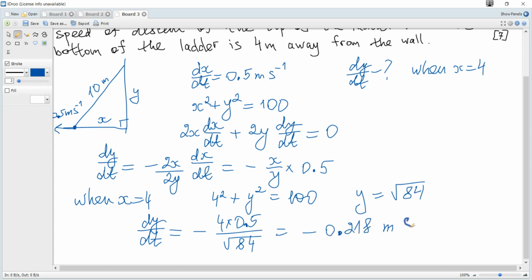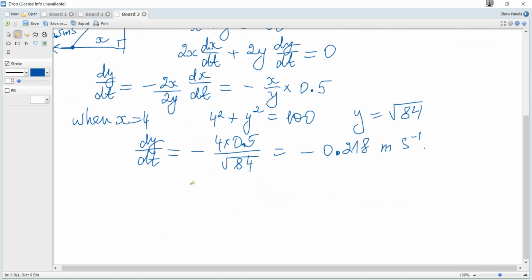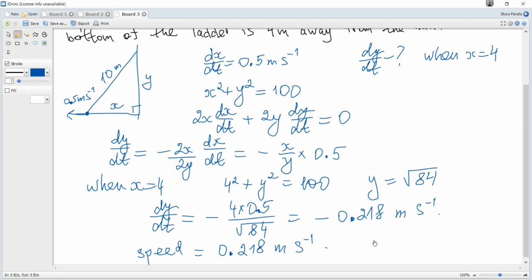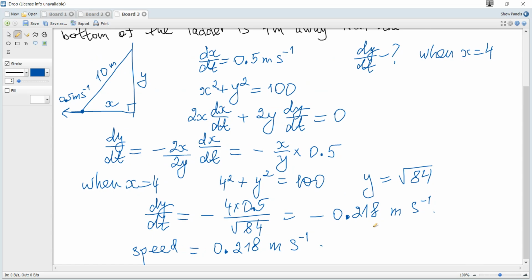0.218 meters per second, and hence the required speed is just the absolute value, so it's 0.218 meters per second. And that's all for this question.